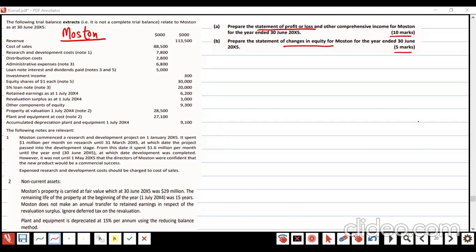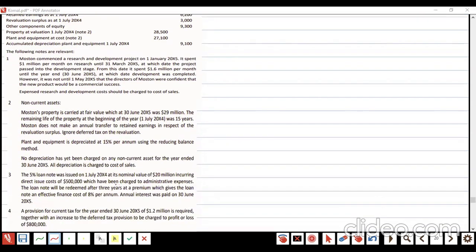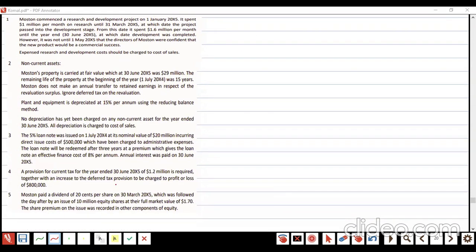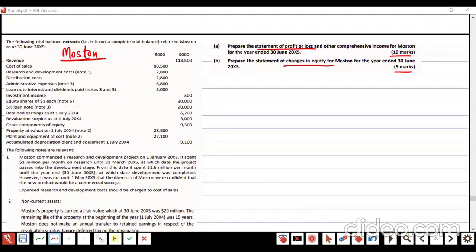As I told you, whenever there's a final account question, be careful. Read each and every line of the trial balance. Must read each and every line of the trial balance before you start the question. So we already read the question. Note number one is research and development, which is IAS 38, non-current asset IAS 16, then loan note, okay, no problem, then provision for current year tax, IAS 12, and dividend, paid a dividend of 20. Dividend has a mark, something like that. This we will use when we make the statement of changes in equity.